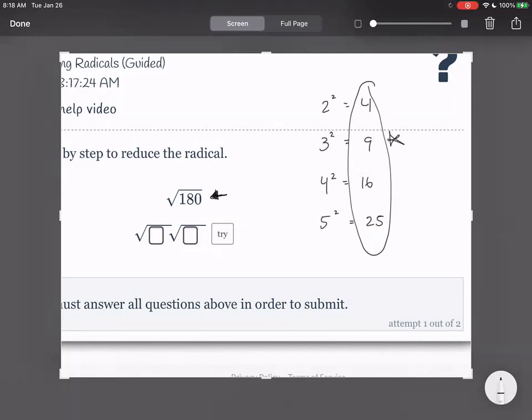Let's see if 9 fits into 180. Okay, so 180 divided by 9 gives us 20. Okay, that works. So I'm gonna put 9 in the front. I just like putting the smaller one in the front. And then 20 in the back. So let's go ahead and try that. So your selection of 9 worked. We are going to get 9 times 20 equals 180. So let's go ahead and enter that in.